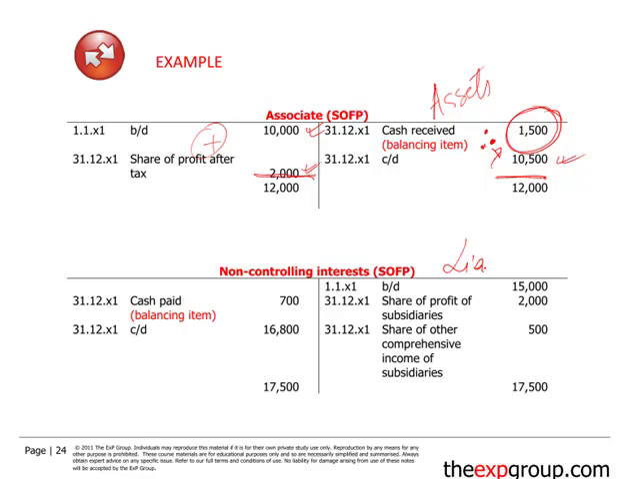Non-controlling interest, let's see how we can find out the amount we pay there. Imagine this is more like a liability account. So you have brought down figure on the other side with a carry down figure given. Imagine this non-controlling interest increased with share of profit of subsidiaries. We have a figure here, 2,000. Share of other comprehensive income of subsidiaries, so it's increasing. It's increased from 15,000 to 17,500. And we had the carry down figure of 16,800. Therefore, the missing figure, the balancing figure 700, being on the debit side of a liability account, must mean cash paid towards the non-controlling interest.